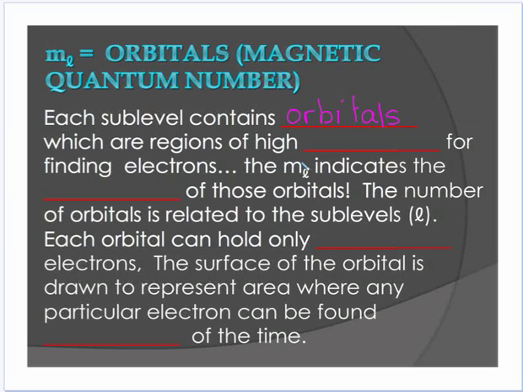So orbitals are finally regions of high probability for finding an electron. Electrons are just too small for us to identify exactly. And there's a guy named Heisenberg, and you should know this name. I want you to write this down. It's the Heisenberg uncertainty principle.